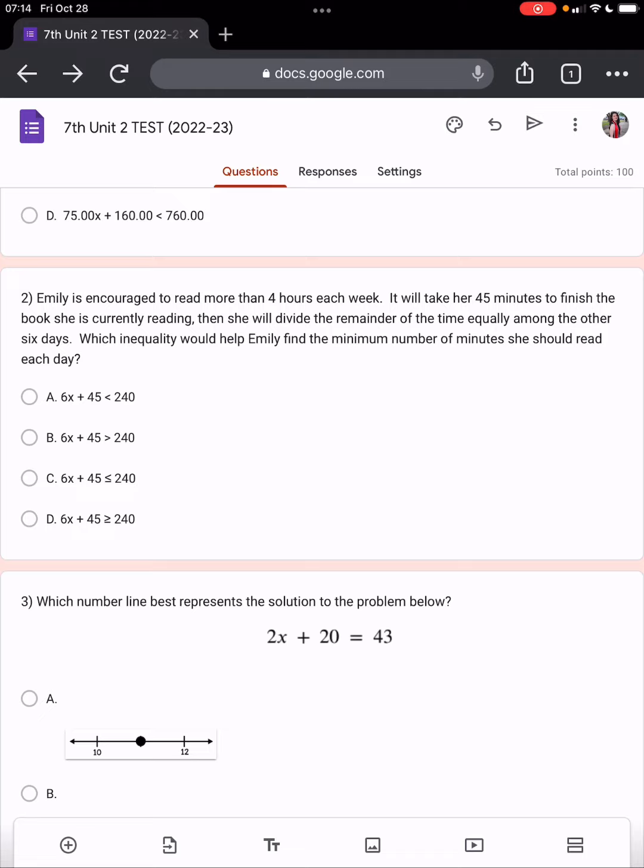A. 6x plus 45 is less than 240. B. 6x plus 45 is greater than 240. C. 6x plus 45 is less than or equal to 240. D. 6x plus 45 is greater than or equal to 240. Remember that 240 is equal to 4 hours each week in minutes.